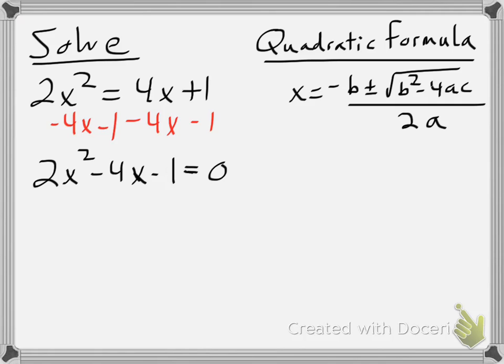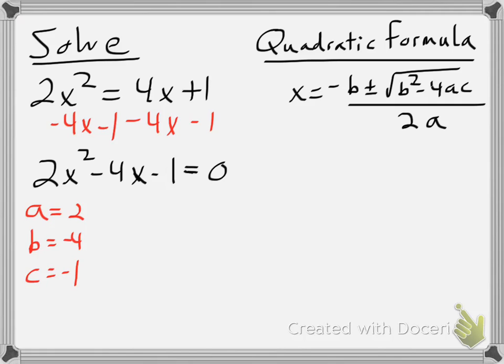I always want to wait till I get all my terms on one side before I identify a, b, and c, so that I can substitute them into my equation. So in this case, a is going to be 2, b is negative 4, and c is negative 1.